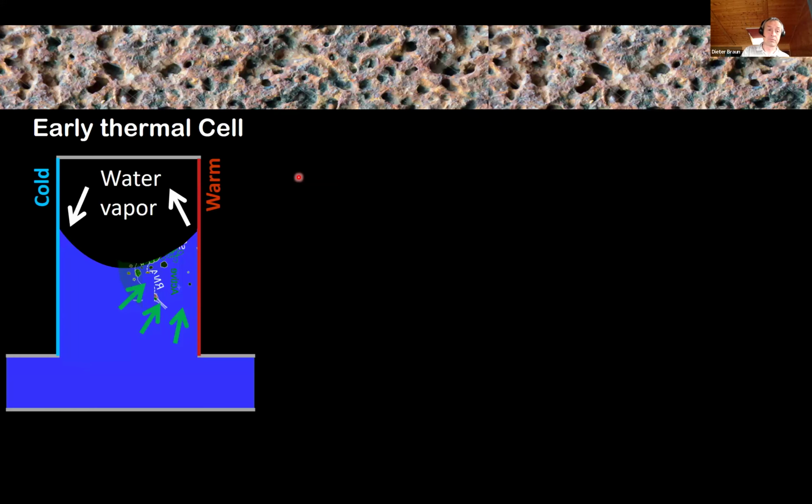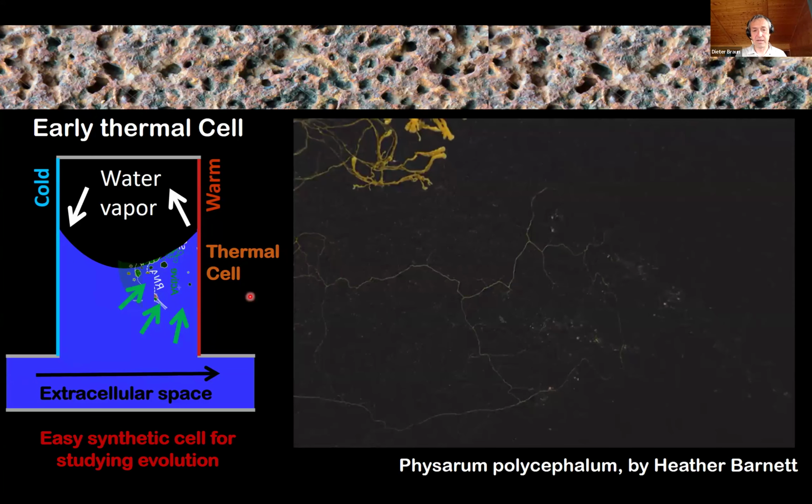Okay, so if we push for these porous things, I think we have a good way to go for these thermal cells. A nice feedable system for late development.